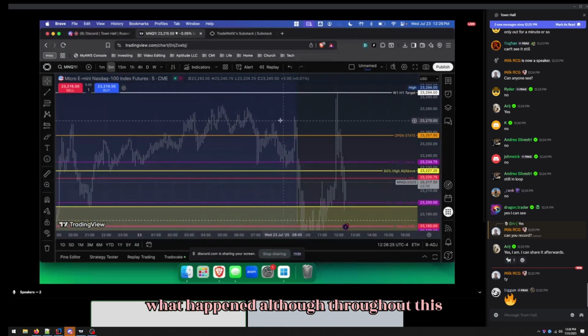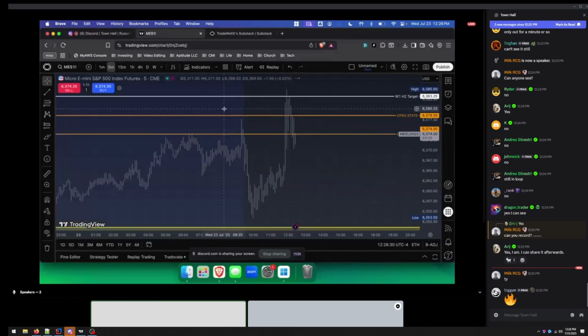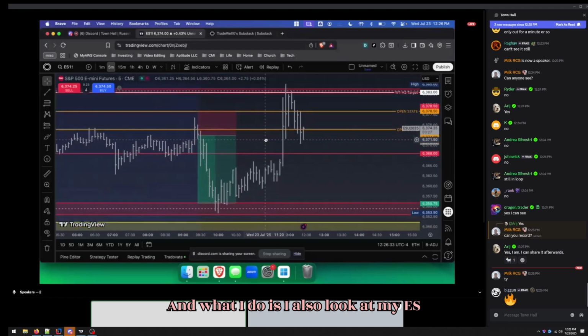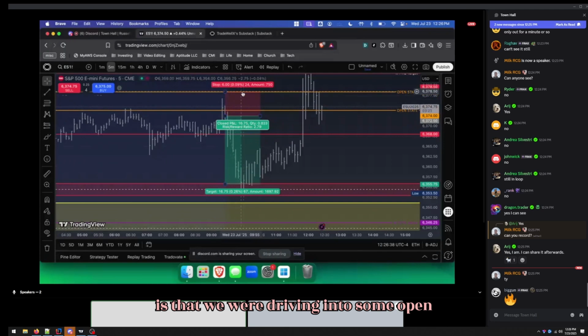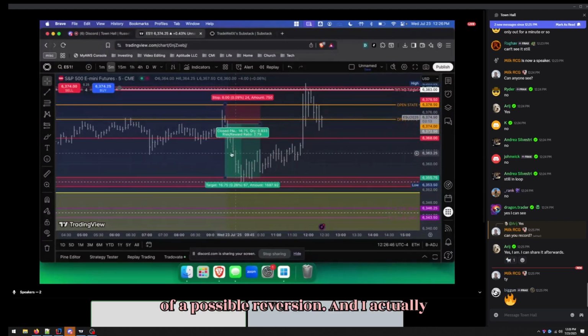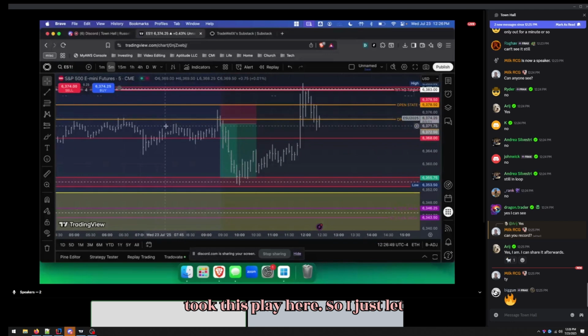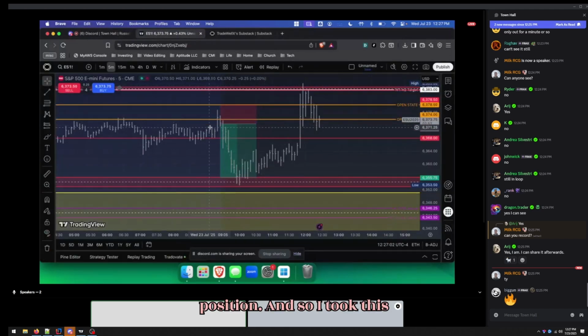What happened, though, throughout this early morning is that we were having some consolidation in this area. And what I do is I also look at my ES chart. What we were seeing on the ES is that we were driving into some open states that were already indicating a possible reversion. And I actually took this play here. So I just let the data speak to me from both an NQ perspective and ES. Now, you don't have to do that yourself, but I'm trying to get as much data piled up to help me have confluence in my position.